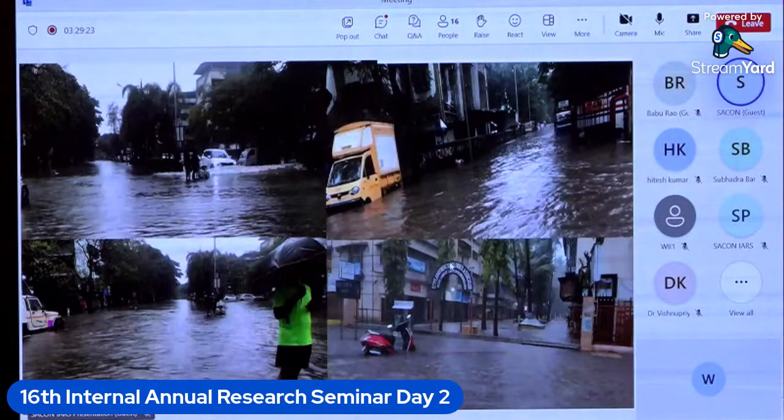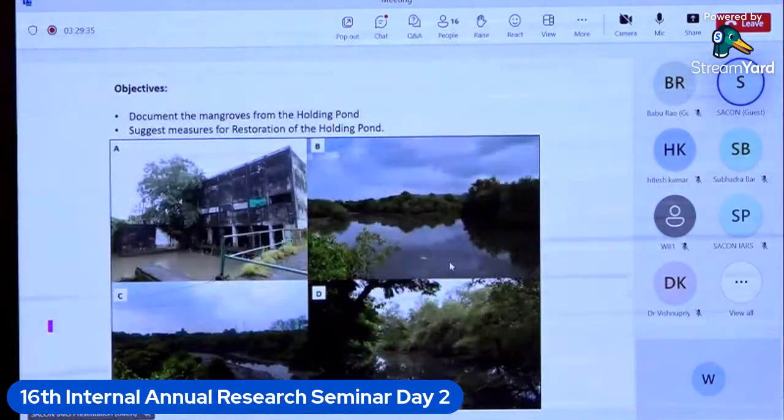This was the situation from 2014 up to 2021, 22. The city will become wetland all over again. So, the objective of the study was basically to document the management of the holding pond and suggest measures for the restoration of the holding pond.